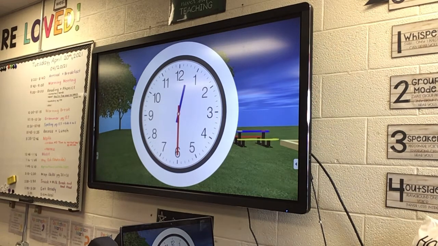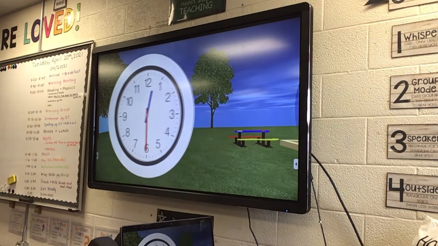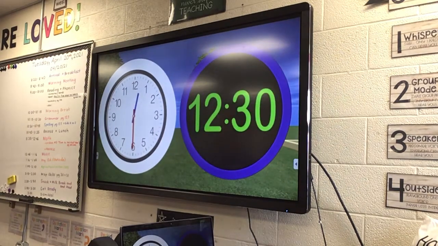If we wanted to write this time, what would it look like? What would it say? 12:30. You would write it like you see it on this digital clock. 12 is the hour on the left, and 30 minutes is on the right. The time is 12:30.